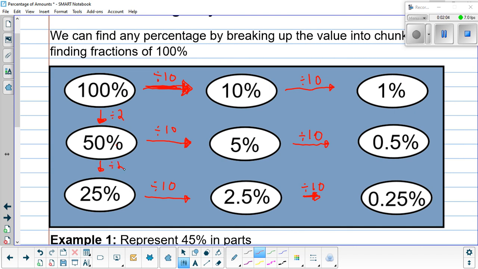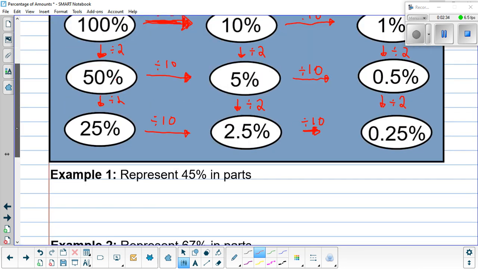Look at 100 divided by 2 is 50. 50 divided by 2 is 25. Same thing, 10 divided by 2 is 5. 5 divided by 2 is 2.5. 1 divided by 2 is 0.5. And 0.5 divided by 2 is 0.25. You could just get rid of the zeros if the decimals are confusing you. And 5% divided by 2 is 2.5, or say 50% divided by 2 is 25.